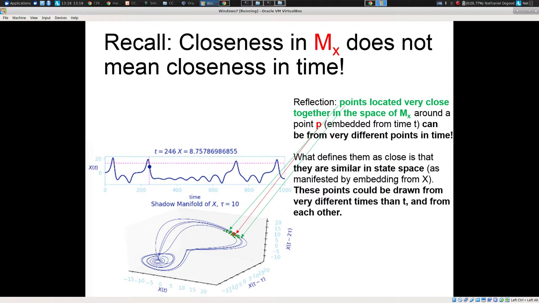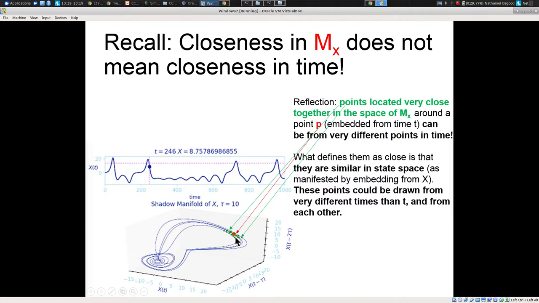Those ones might contribute points near this red one, in the sense that they're from similar points in state space. They have similar patterns of what was the value at the current point, the previous point, and the point two times ago. And so they're at similar points in state space. So they're from nearby points in state space.